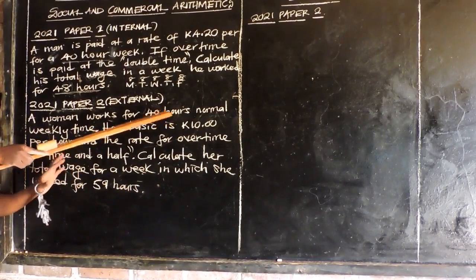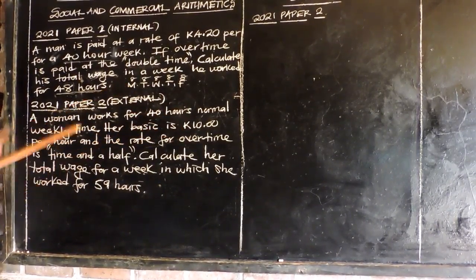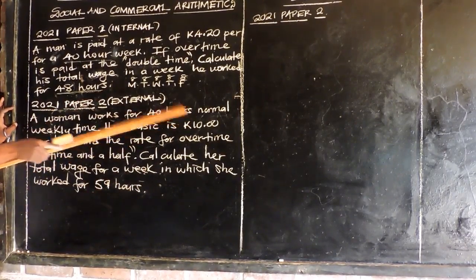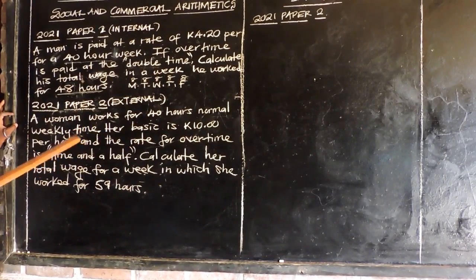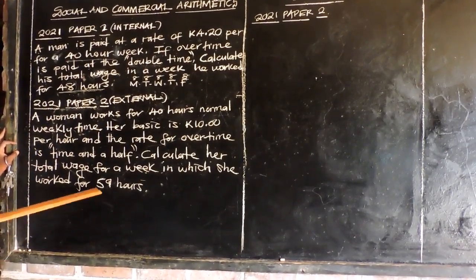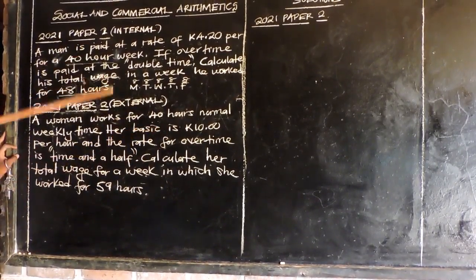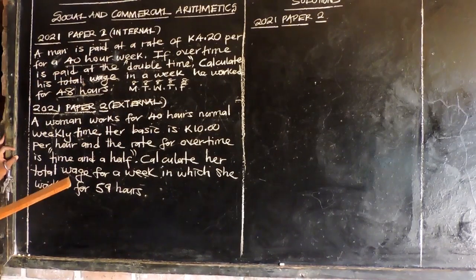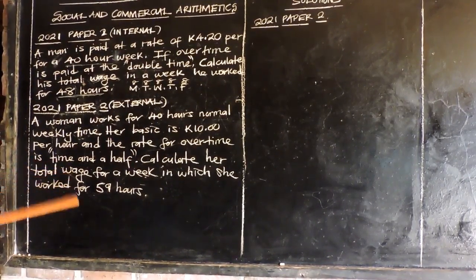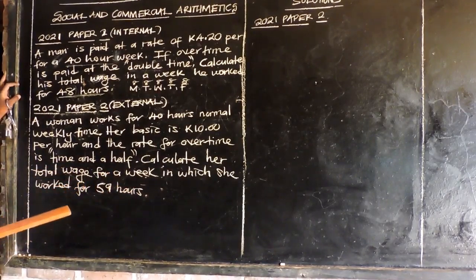Normal in this case is 40 hours. Then there was a week she worked for 59 hours instead of 40 hours. So we have got a surplus of about how many hours? 19 hours, right? Yes, because 59 minus 40 is 19. So 19 hours surplus. So what is overtime? That is overtime. So these 19 hours should be accounted for. Are we together, people?